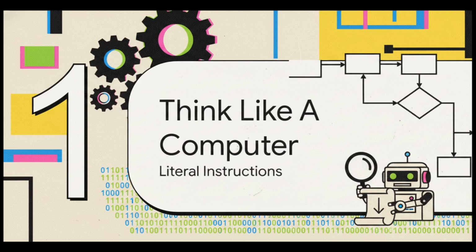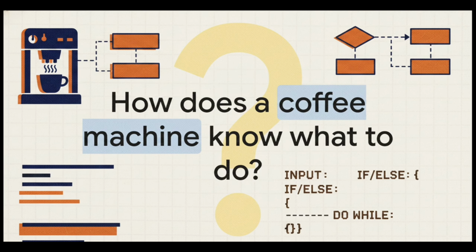Section 1. Thinking like a computer. So to really grasp programming, we first have to understand that computers, despite all their massive processing power, are completely literal. Programming is simply the act of giving step-by-step instructions in a language the machine actually understands. You literally cannot leave anything up to assumption.